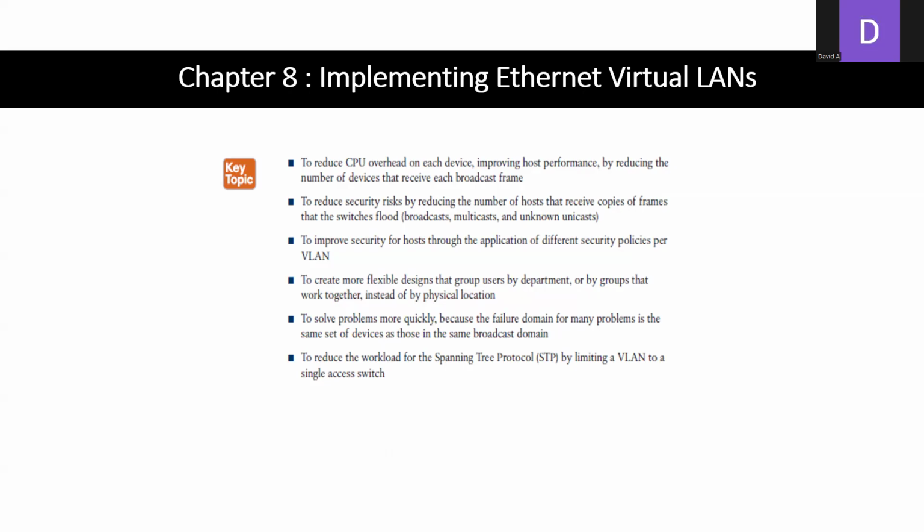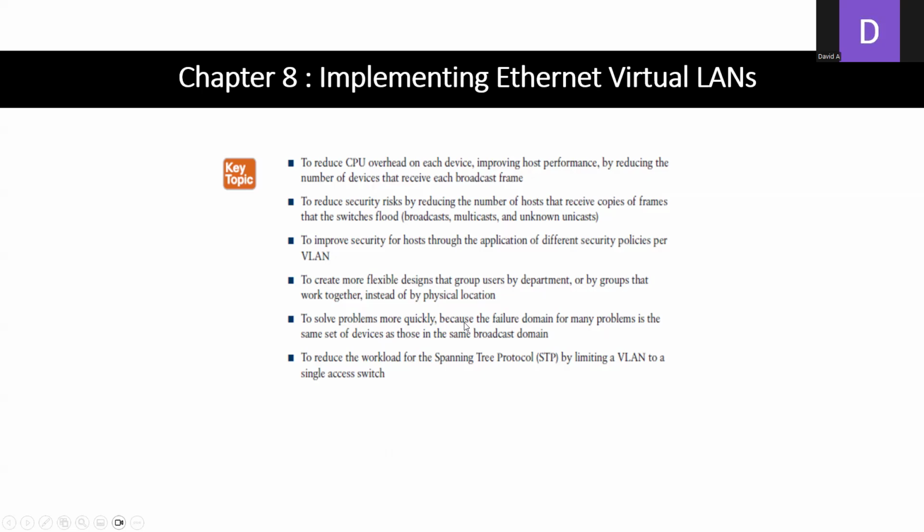Okay. Two, to reduce security risk by reducing the number of hosts that receive copies of frames that the switches flood, right? Broadcast, multicast, and unknown unicast. Okay. Three, to improve security for hosts through the application of different security policies per VLAN.